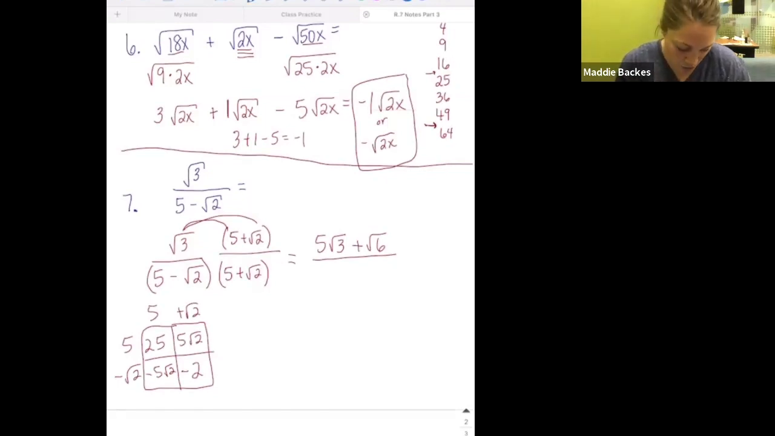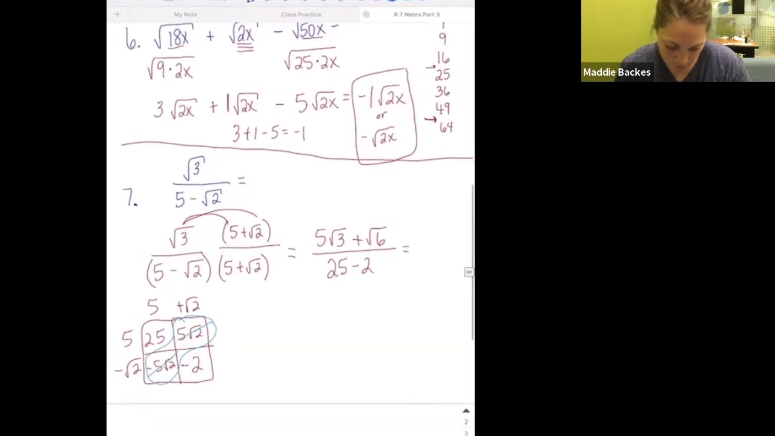Notice that these two terms cancel out. 5 square root 2 minus 5 square root 2 is 0, so those go to 0. So in the bottom, I just have 25 minus 2 left over. So my final answer, let's move down here, is 5 square root 3 plus square root 6 all over 23.